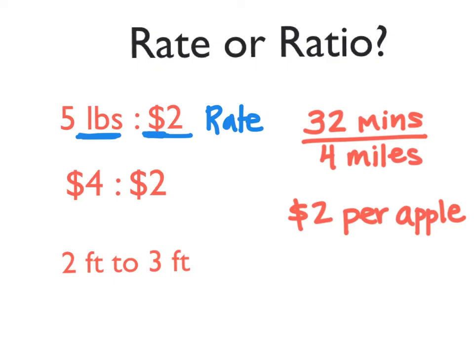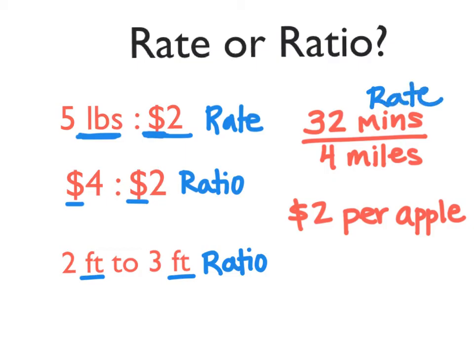The second one, I'm comparing dollars to dollars. So that is a ratio. Okay, it's the same unit. The third one, I'm comparing 2 feet to 3 feet. So again, that's a ratio because it's the same unit. The next one, I am comparing minutes to miles. Those are two different units, so it is a rate. And then the last one, I have $2 per apple. So I see dollars and I see apples. Those are two different quantities, so this is also a rate.